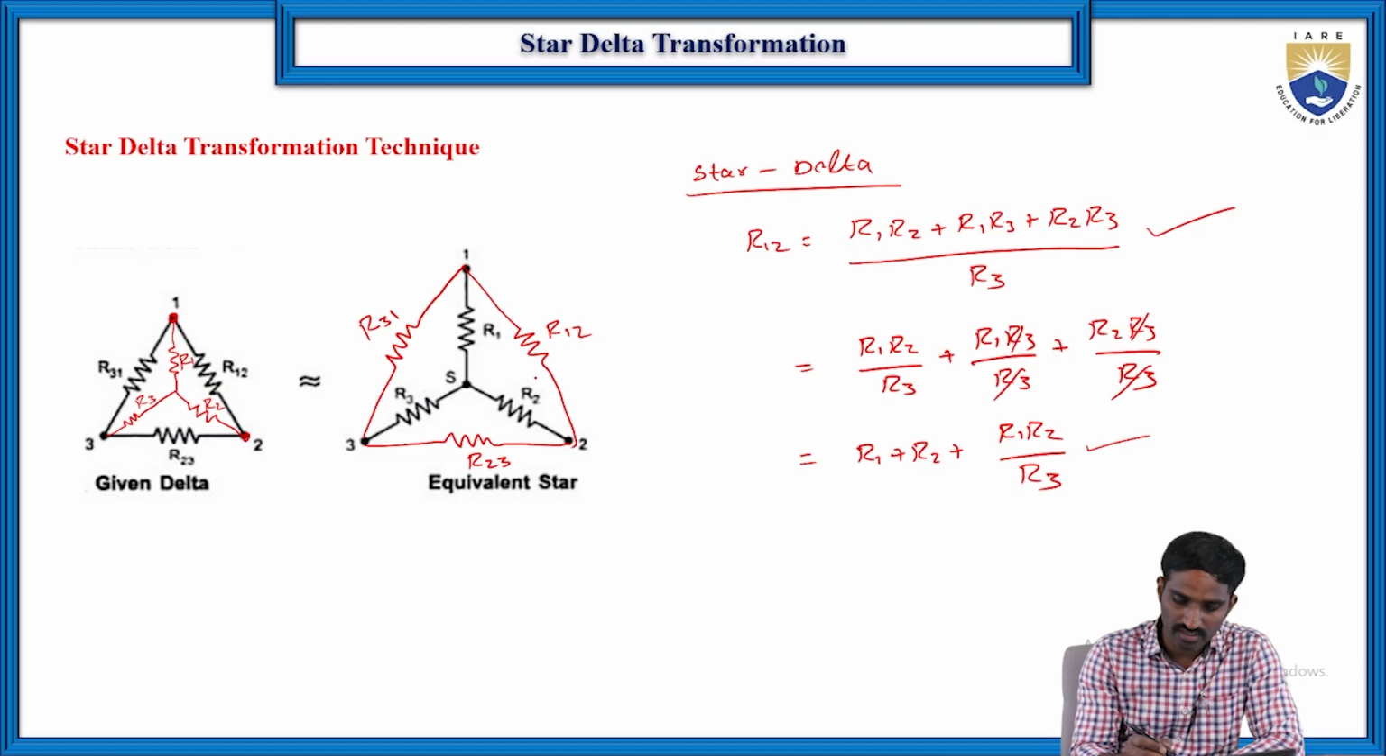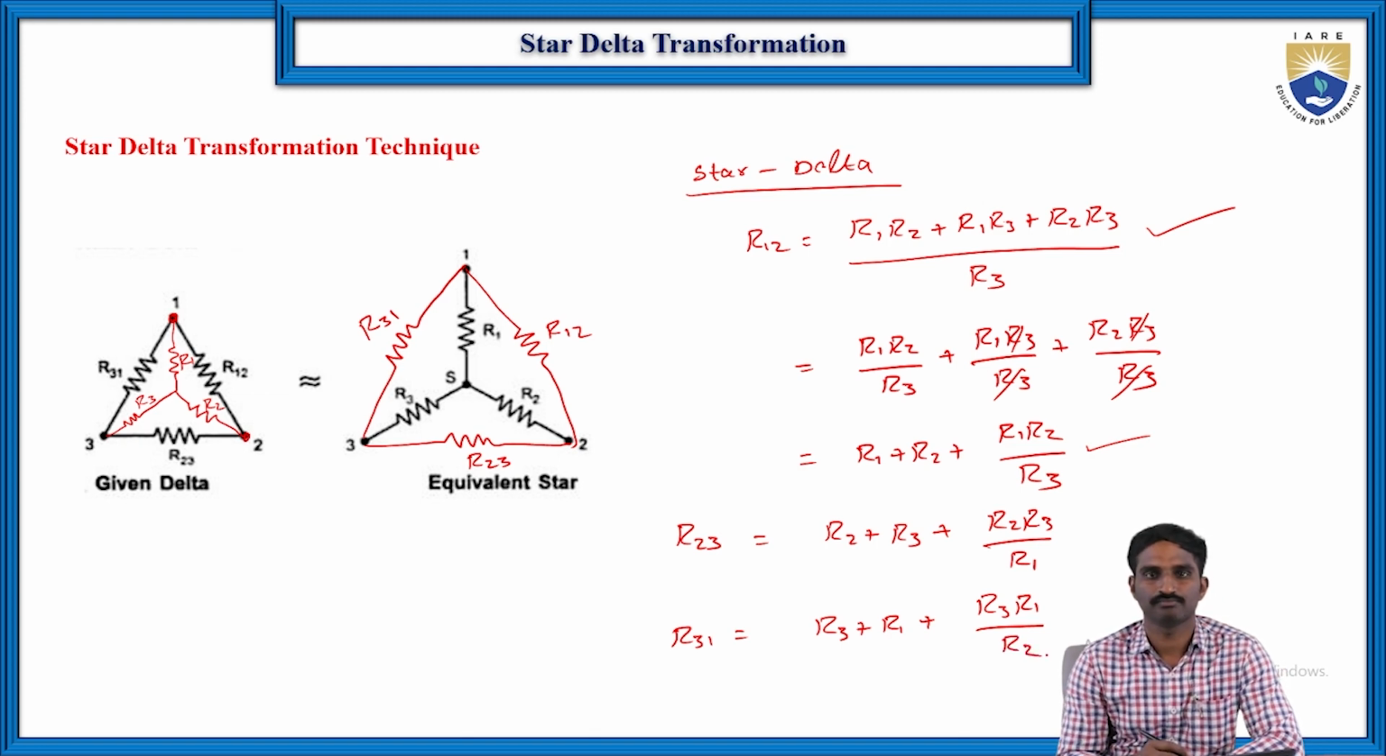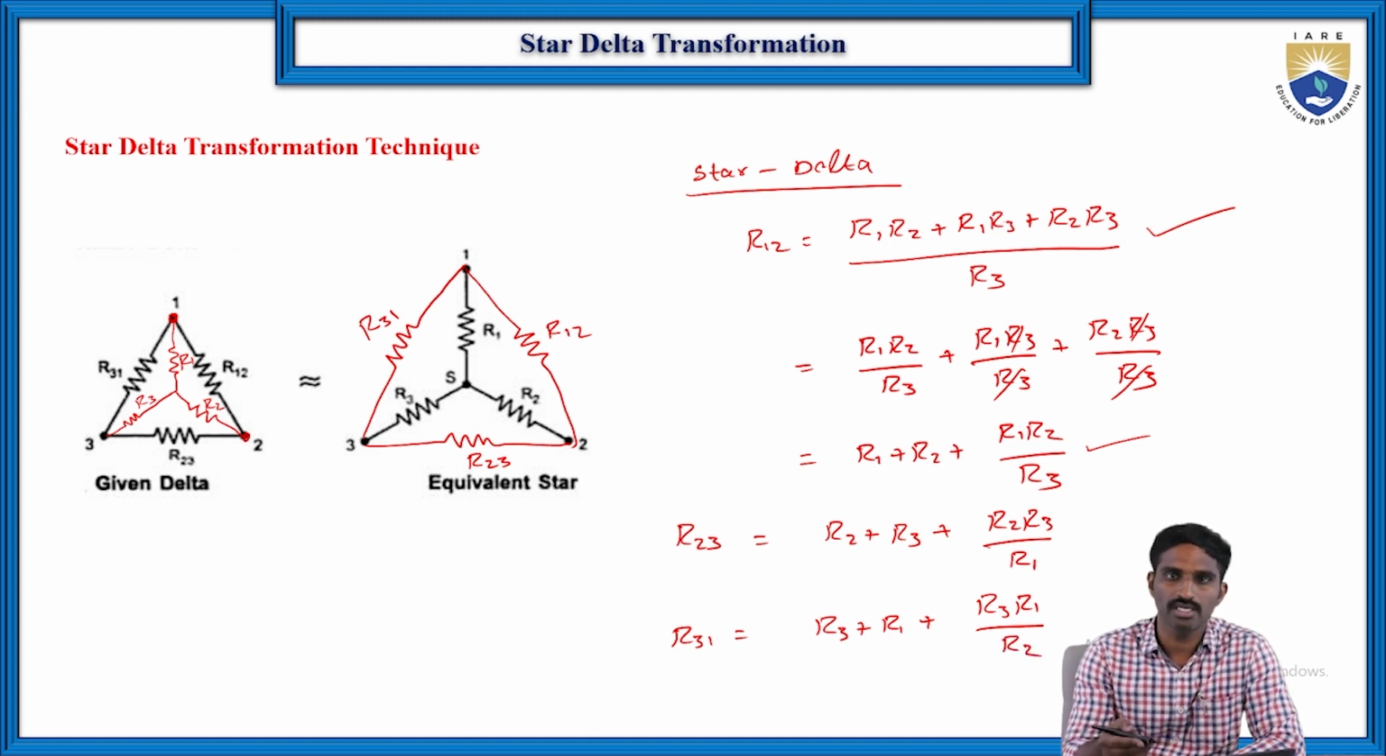Both are the same. So for R12, what are the two resistors combining? R12 is in between nodes 1 and 2, and the resistors connected to nodes 1 and 2 are R1 and R2. So R1 plus R2 plus R1 R2 by the opposite resistor R3. Similarly, if you want to find R23, then R2 plus R3 plus R2 R3 by R1. Simple, right? Then similarly, to find R31, R3 plus R1 plus R3 R1 by the remaining resistor, here it is R2. So like this you can transform star to delta and delta to star, right?